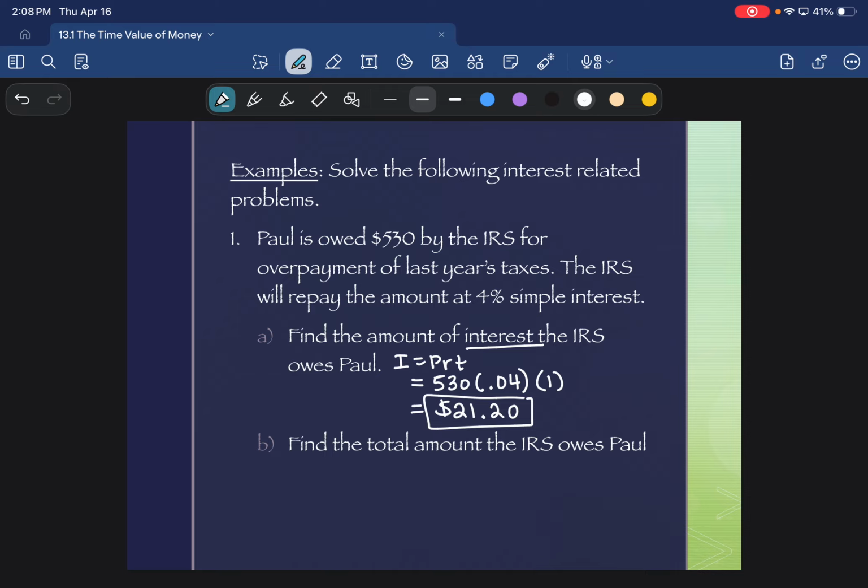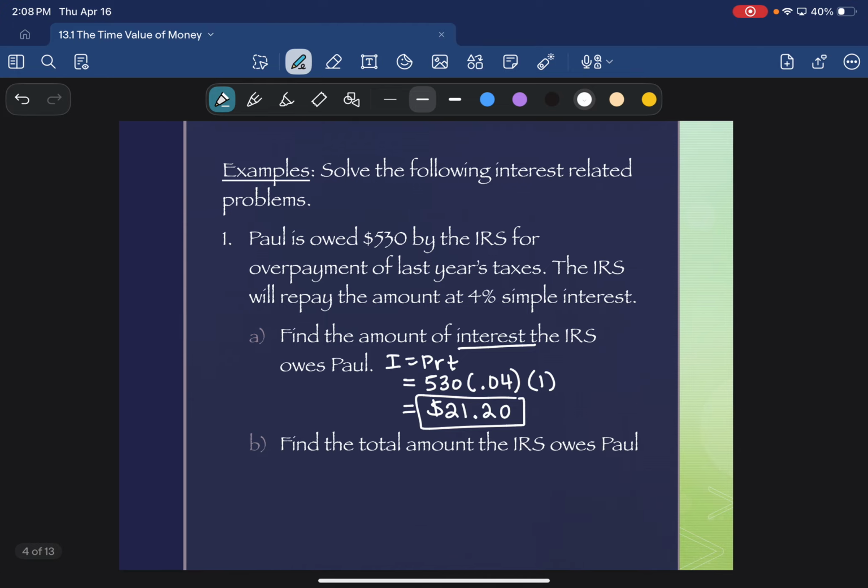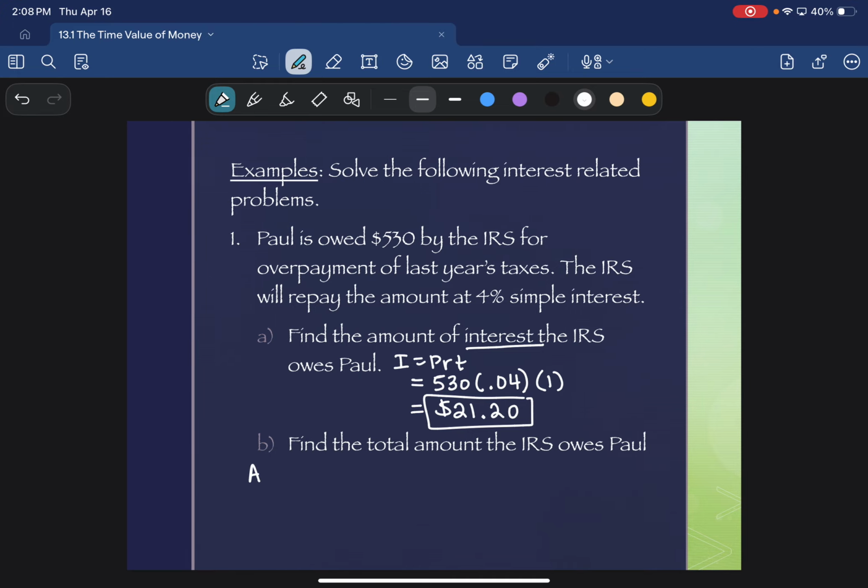All right. Part B wants to know the total amount that the IRS owes Paul. Yes. So I'm going to let you tell me how you did it, Ashlyn, and then I'm going to show you the other option because there's going to be 2 ways to do it. How did you come up with that number? That he overpaid them with the amount of interest that they owe back and added it.